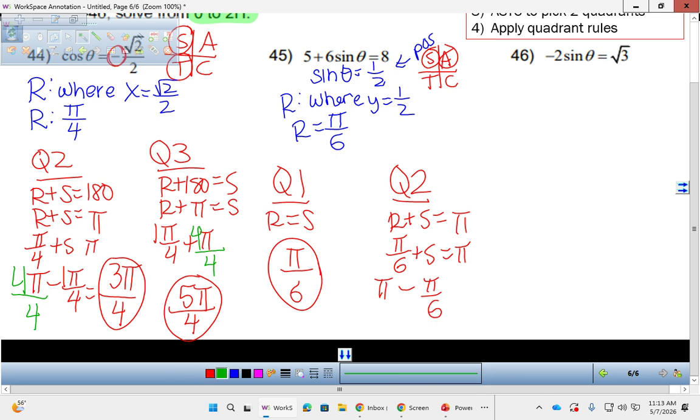But I need a common denominator here. So this has an over 6, so this needs to have an over 6. But if I put a 6 in the bottom, I have to put a 6 in the top too. So subtracting straight across, 6 minus 1 is 5 pi over 6. That's my second answer.